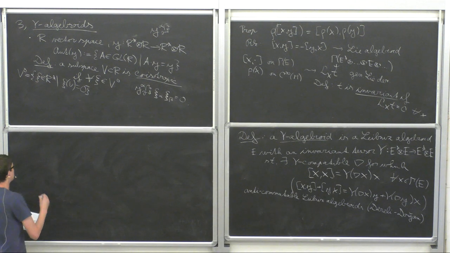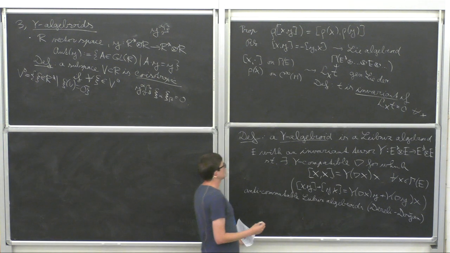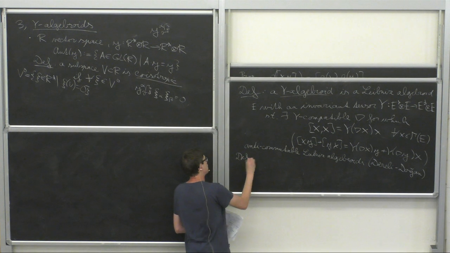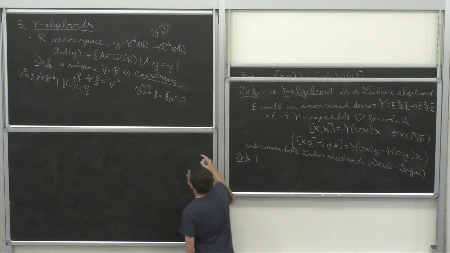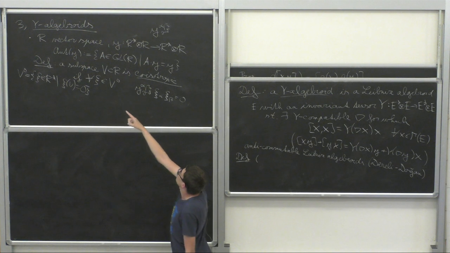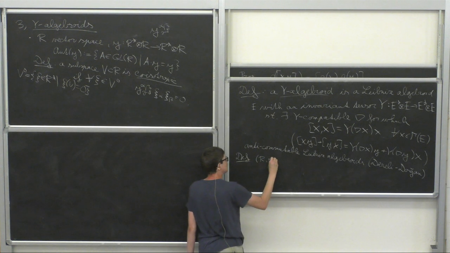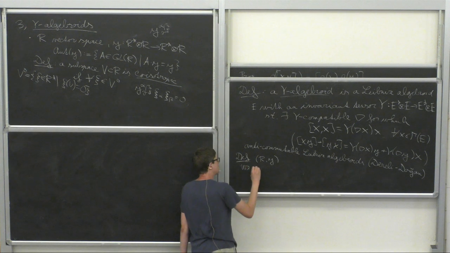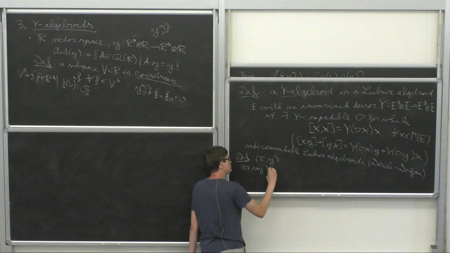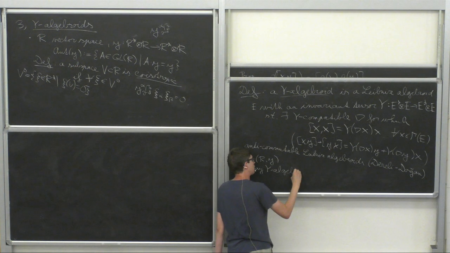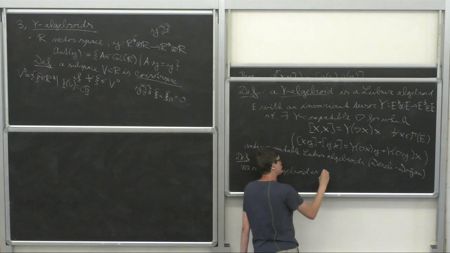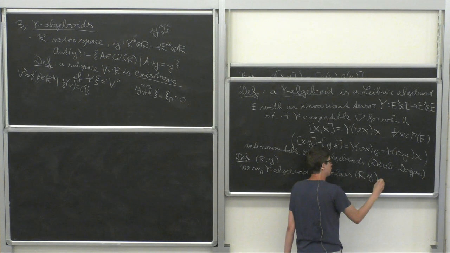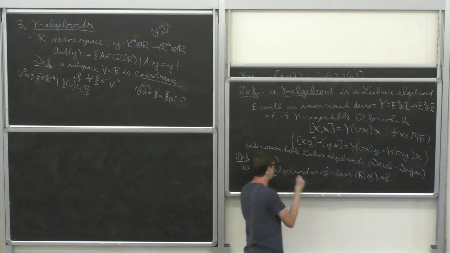Okay, so maybe one final piece of definition here. If we start from that linear algebraic story where we have a fixed vector space and a Y tensor, lowercase y, then we say that a Y algebroid is of class Ry if every fiber looks like this.